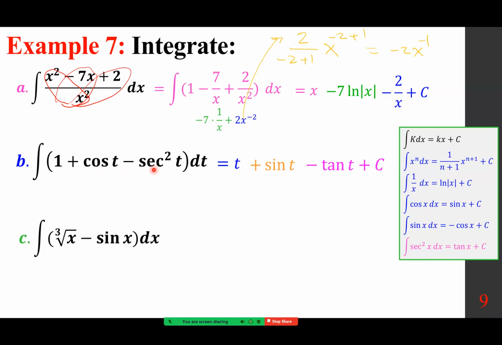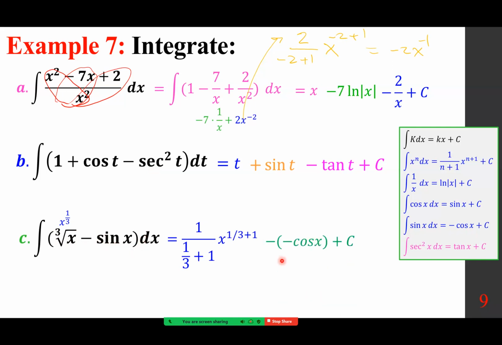Working on this, first thing first, we change this to x to the power of 1/3 so the power rule can be used. So this is 1 over 1/3 plus 1 x to the power of 1/3 plus 1. Minus sine x gives you positive cosine x. When you integrate, you might say minus negative cosine x, because the integral of sine is minus cosine x. So minus negative cosine x and a constant.